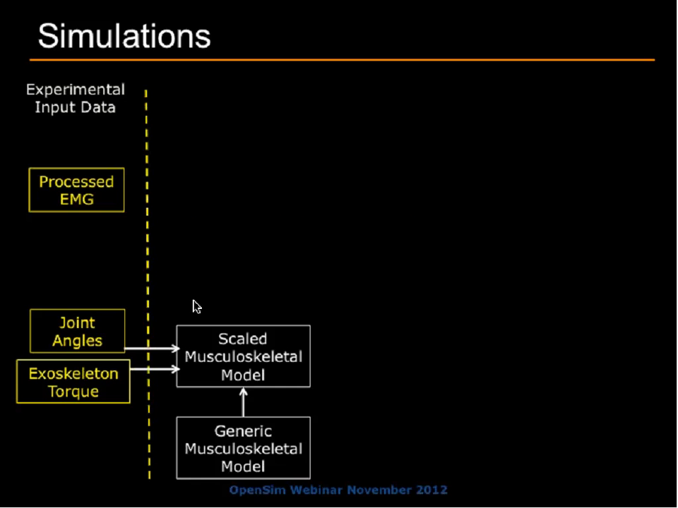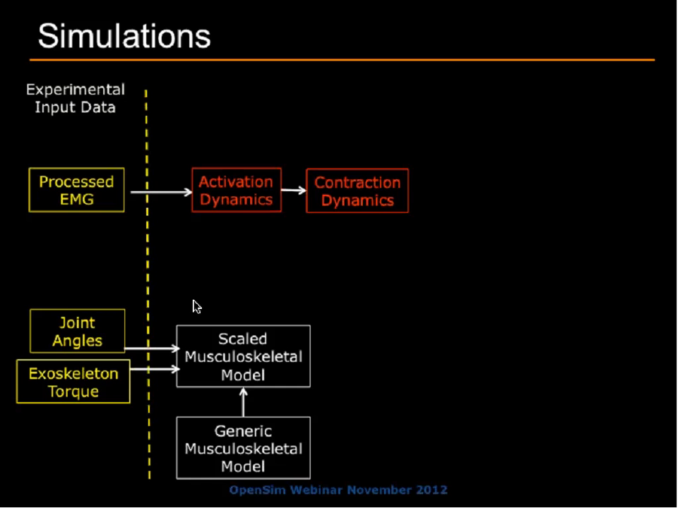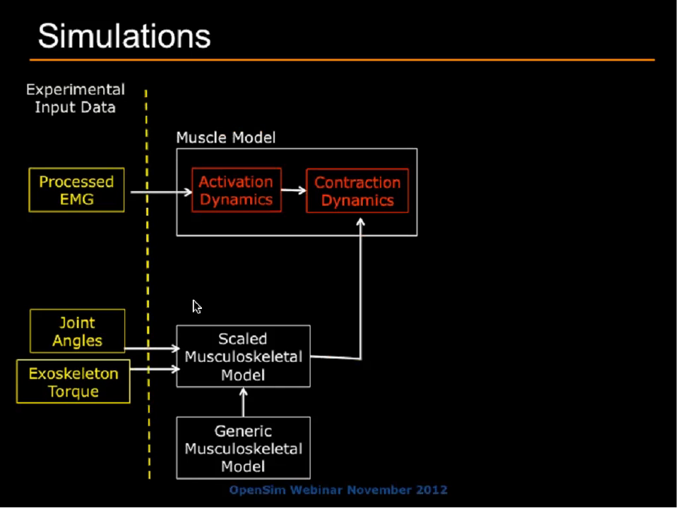We took the processed EMG, fed that to our model of activation dynamics and contraction dynamics, which form our muscle model. And also into the model of contraction dynamics goes the scaled musculoskeletal model. From there, we're able to then obtain our muscle dynamics that we're really interested in, particularly the force, length, and velocity of the contractile parts of the muscle.